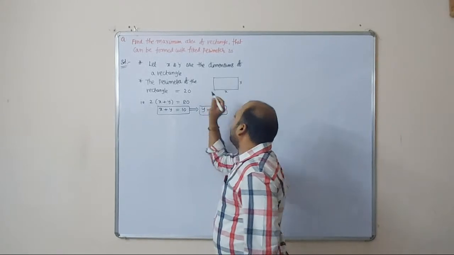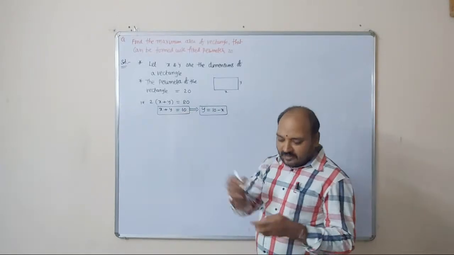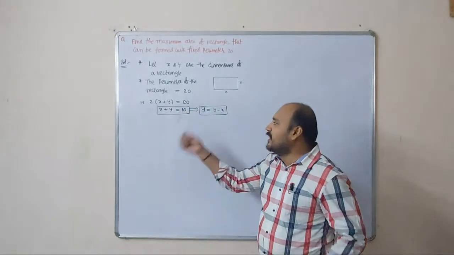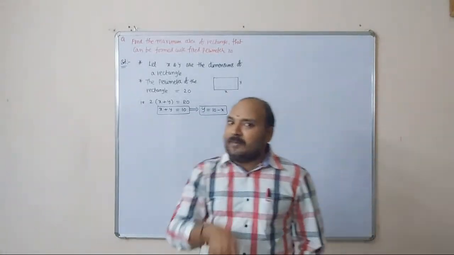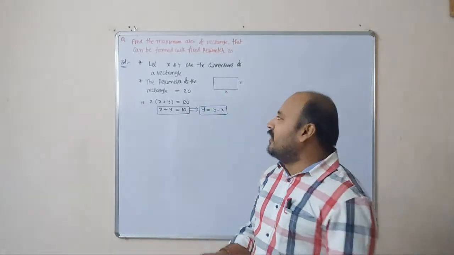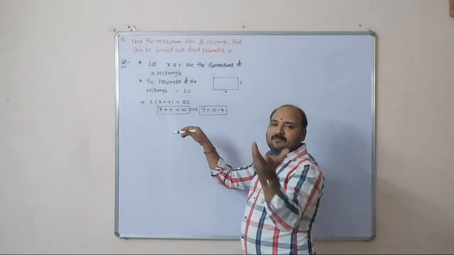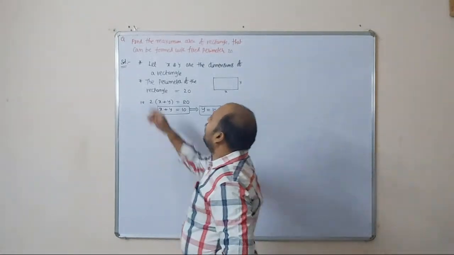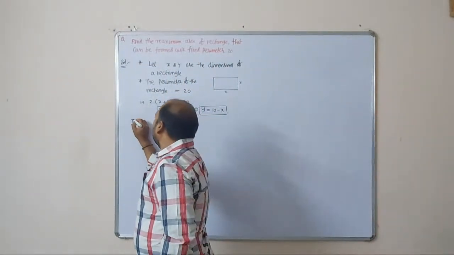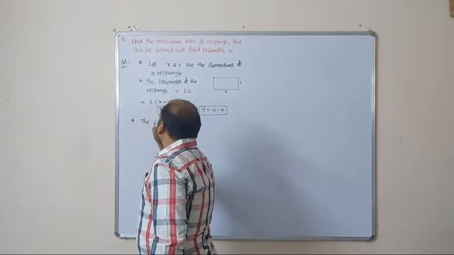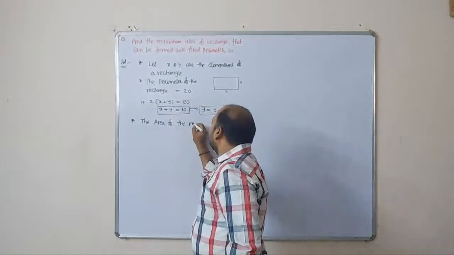Sir, why do we have to write like this? I will explain. X plus y is a function in terms of x comma y. It is not a function in terms of x alone or y alone. But from the given data, according to maxima and minima, we need to convert either in terms of x or in terms of y. Here I am converting all the function in terms of x. They are asking to find the maximum area of the rectangle. So now write the formula for the area of the rectangle.